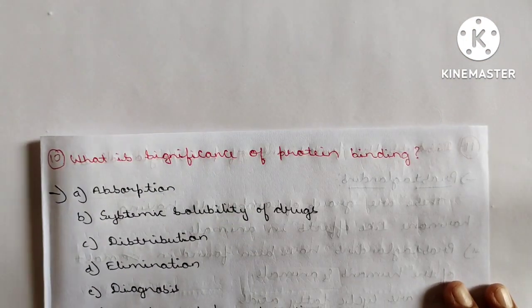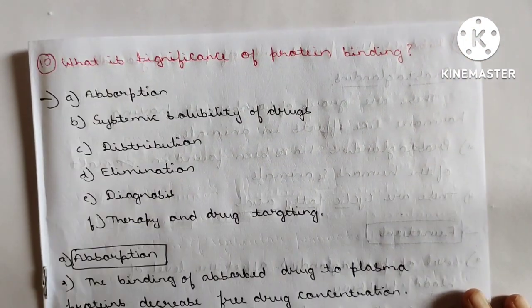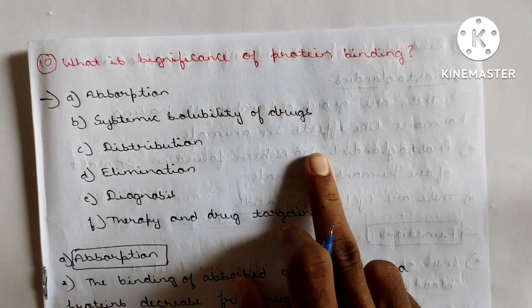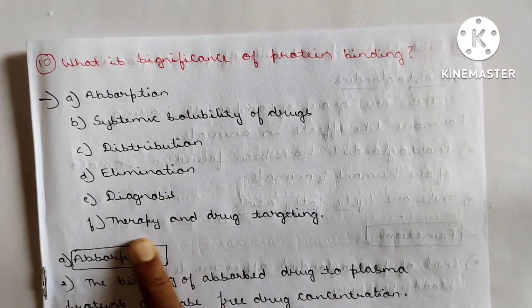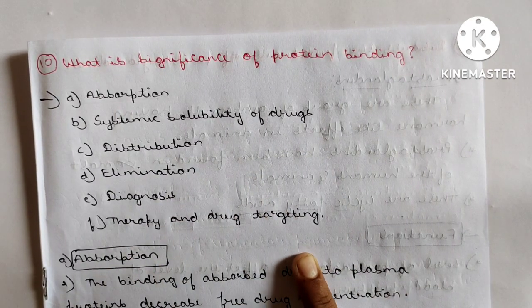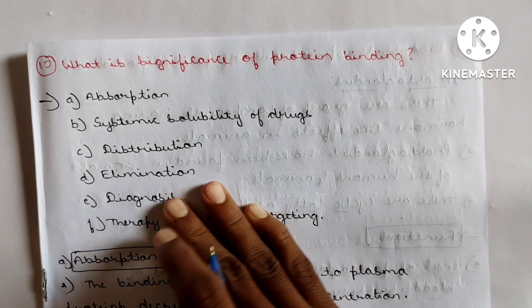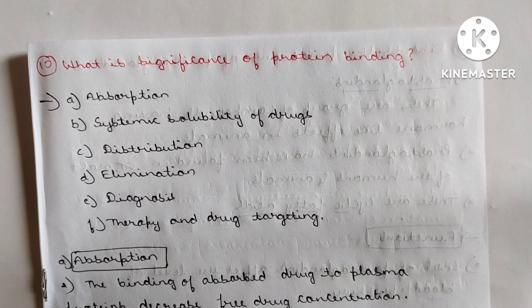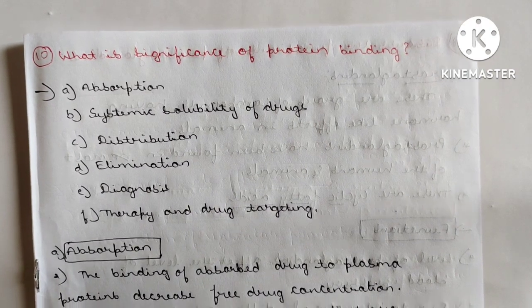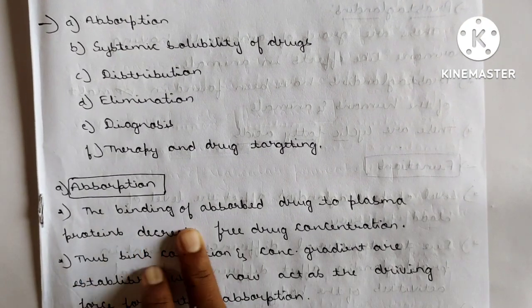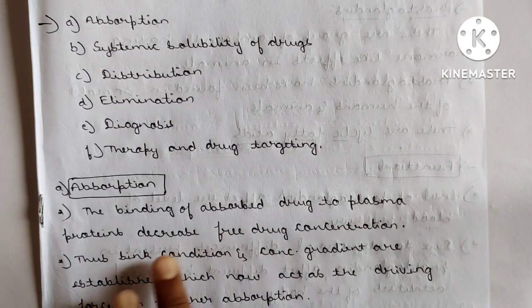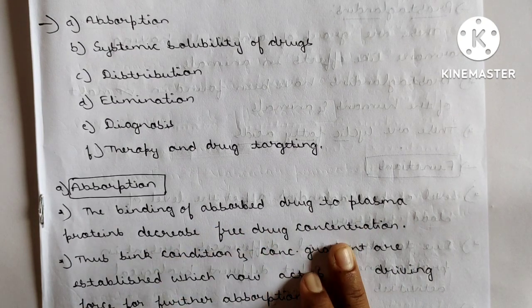Next, the 10th question: what is the significance of protein binding? See, absorption, systemic solubility of the drugs, distribution, elimination, diagnosis, therapy, and drug targeting. These all are the importance of protein binding. Now, what is the role of protein binding in the drug? Absorption, mainly. The binding of the absorbed drug to plasma protein decreases the free drug concentration.